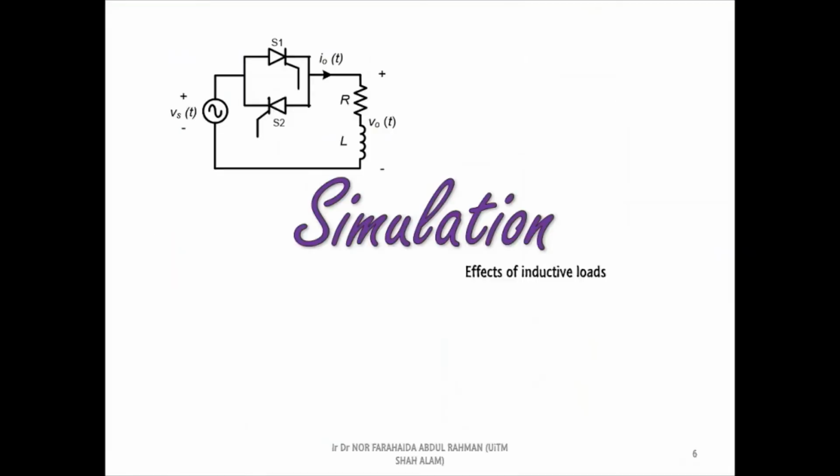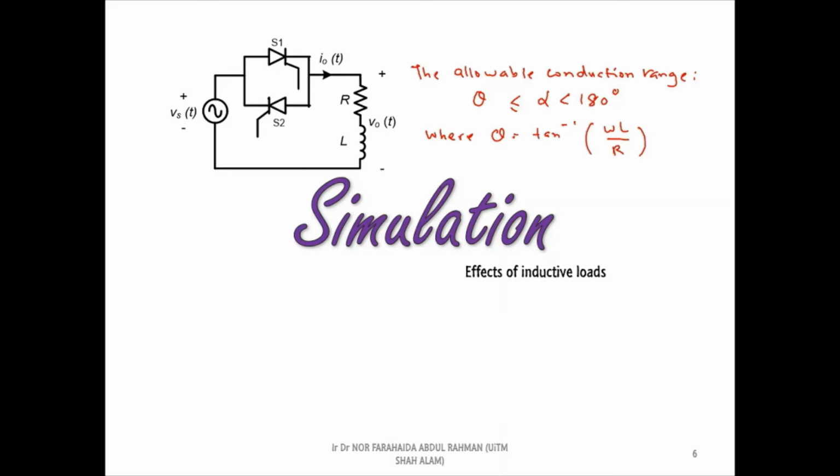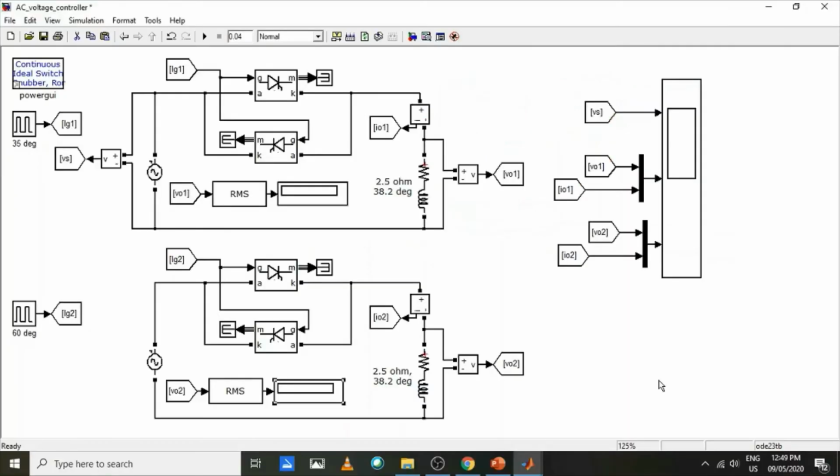Next, we will discuss the effects of inductive loads using simulation work. To make sure the AC voltage controller can supply the inductive load successfully, we must make sure that the minimum firing angle of S1 should be within the allowable conduction range. I will show in the simulation what will happen when the converter does not work in the allowable conduction range.